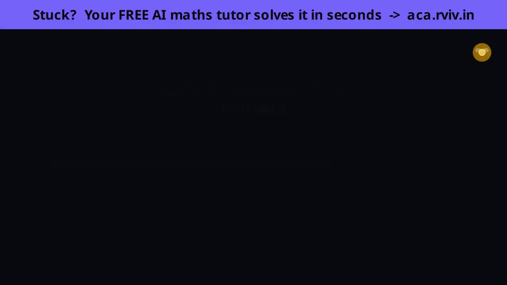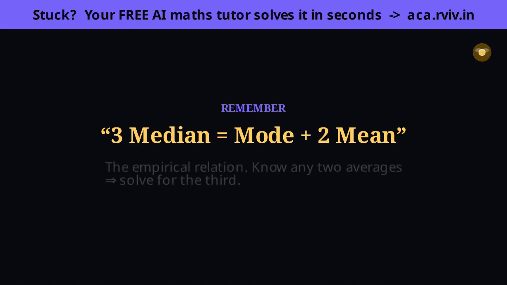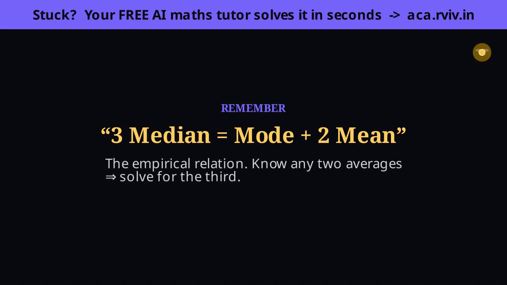Here's the one memory hook to carry into the exam. 3 median equals mode plus 2 mean. It's true because, for a moderately skewed distribution, the median lands about a third of the way from the mode toward the mean. Say the line once, and you can always recover whichever average is missing from the other two. No table, no fuss.